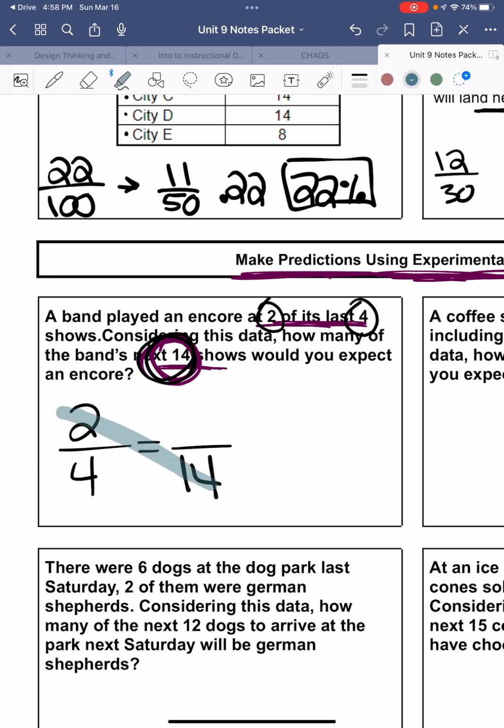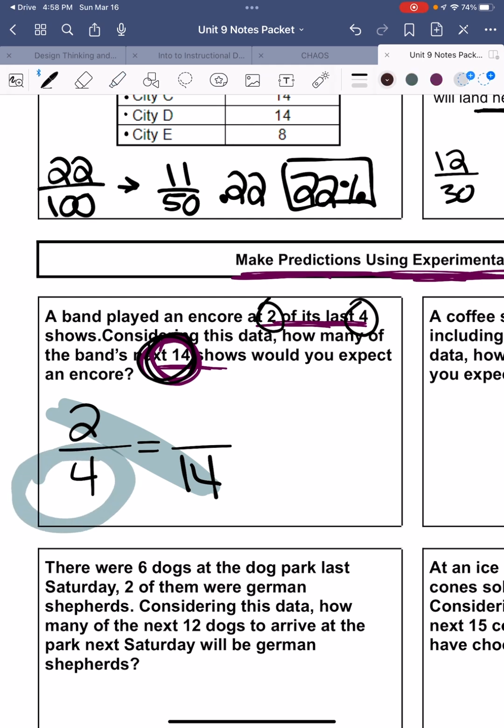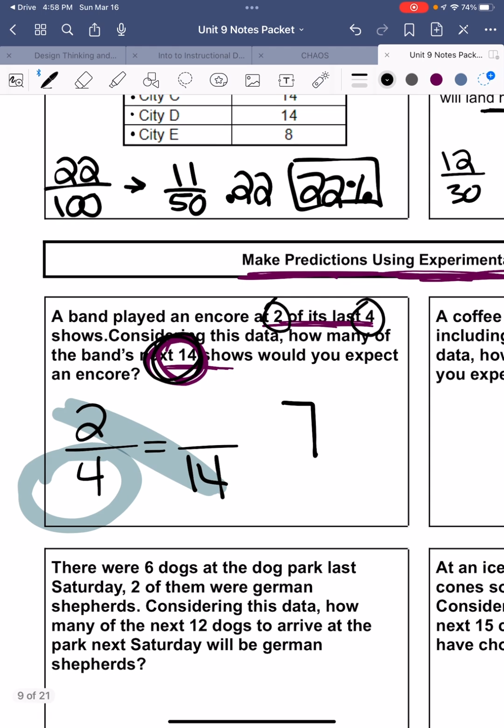So we do 2 times 14, which is 28, and 28 divided by 4. Obviously, 28 divided by 4 is not going to give us a nice number. Yes, it is. Hello, what am I saying? 28 divided by 4, we're going to get 7. I'm not going to edit that out. You're just going to know I made a mistake. 7. So we expect 7 of the next 14 shows to play an encore.